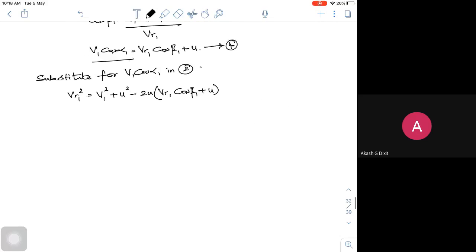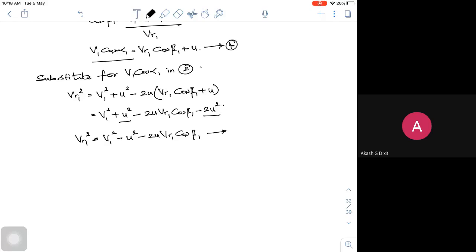Now open the brackets. So what I am going to get is V1 square plus U square minus 2 into U into VR1 into cos beta 1. Minus into plus is minus 2U square. Now minus 2U square plus U square, so VR1 square is equal to V1 square minus U square minus 2U into VR1 into cos beta 1. I am calling this equation 5.